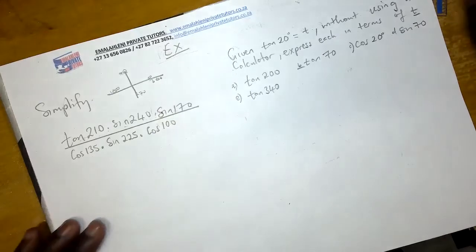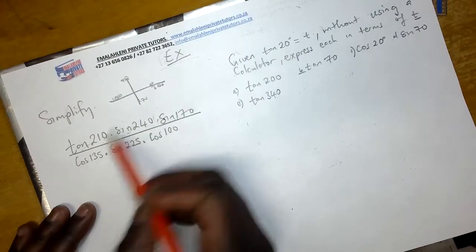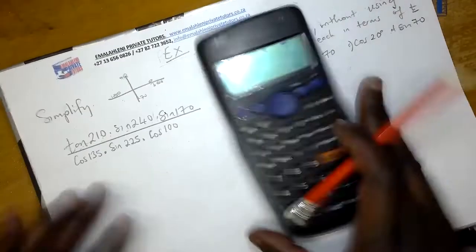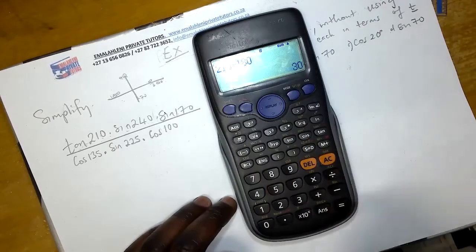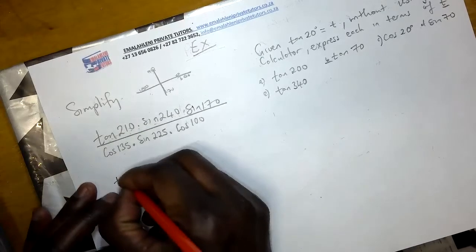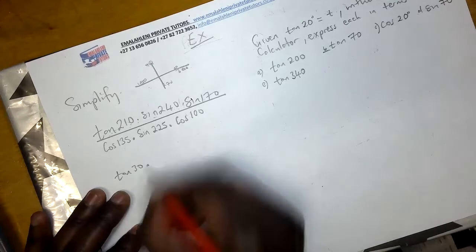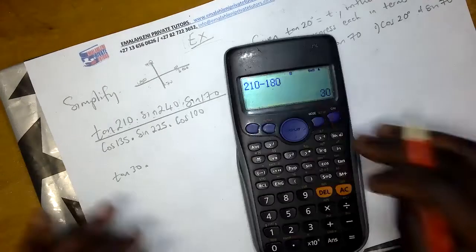Now, what do we do? What do we know now? We know that 210, where's 210? 210 is in the third quadrant. How do we get that angle? We say 210, the acute angle, 210 minus 180. We get 30. So actually we are told here is tan 30. You are simplifying it now, going back to special angles. We can't just give you special angles to play with. You need to use them.